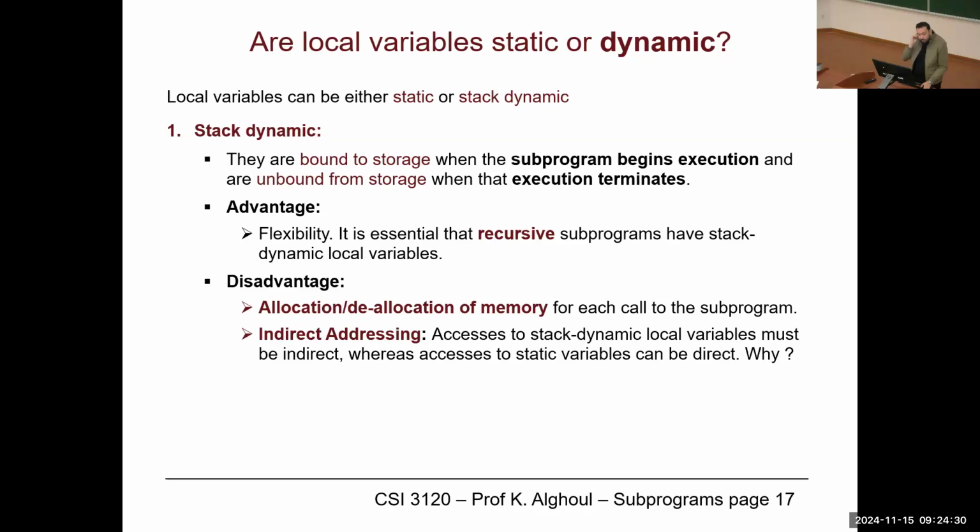Indirect addressing: access to stack dynamic local variables is going to be indirect, not direct. Why indirect? Because each time I have to wait until I call the function, I'm inside the function, and then a specific memory will be allocated. This memory will be different each time. But in a static variable, that's always the address of the static. I know all the time that I can access this address directly. But in the case of dynamic, each address will be different each time. Okay.